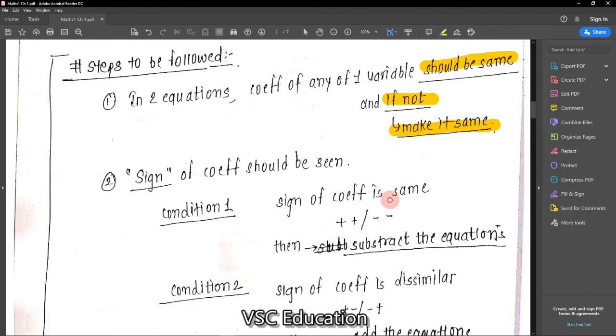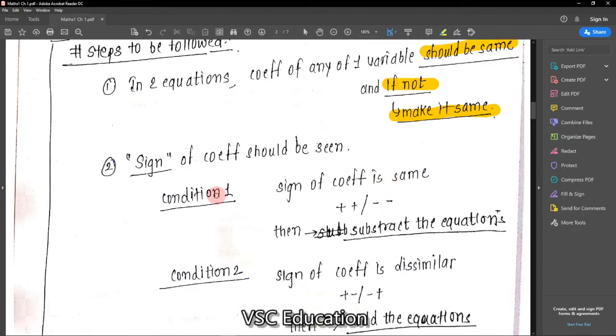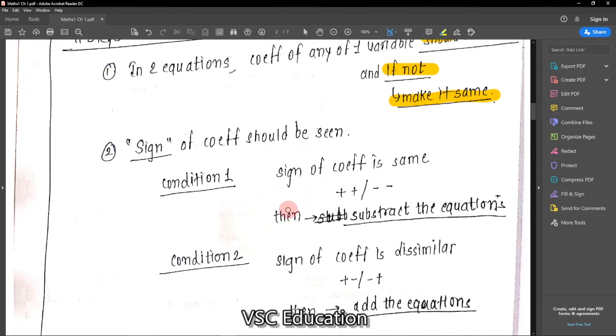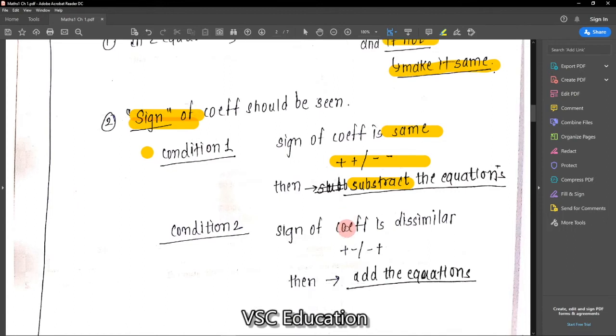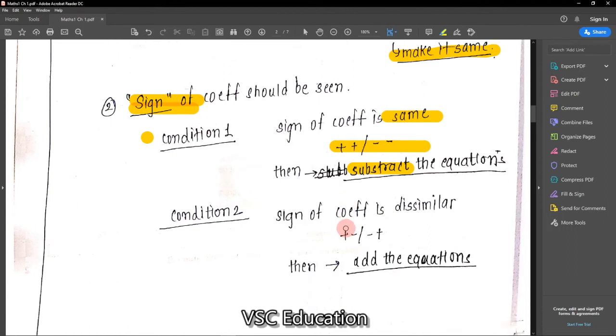Okay, understood? Then second one: if the coefficients are same, you observe the sign, whether they are plus or minus. Condition first: if the sign of the coefficients is same, either plus plus or minus minus, म्हणजे दोघांची साइन प्लस प्लस असेल किंवा मायनस मायनस असेल, म्हणजे त्यांचे साइन सेम असतील, then we subtract the equation, that is, subtract the second equation from the first. म्हणजे दुसरं इक्वेशन फर्स्ट मधून काय करायचं असतं, सबट्रॅक्ट करायचं असतं, मायनस करायचं असतं. Okay, this is your condition number 1, right?